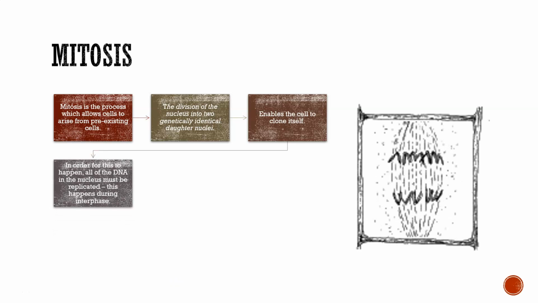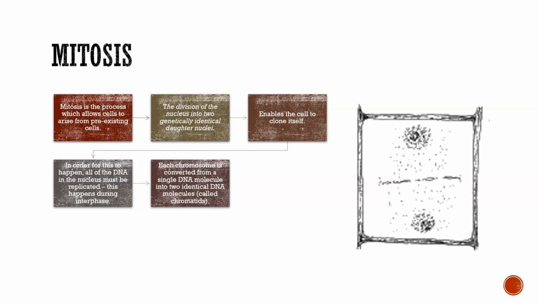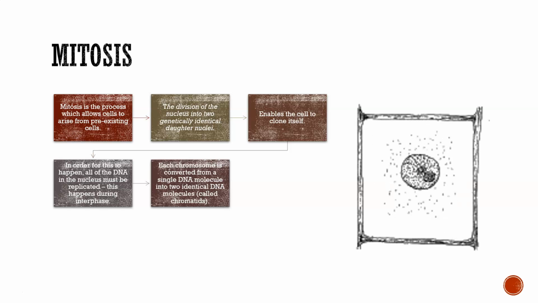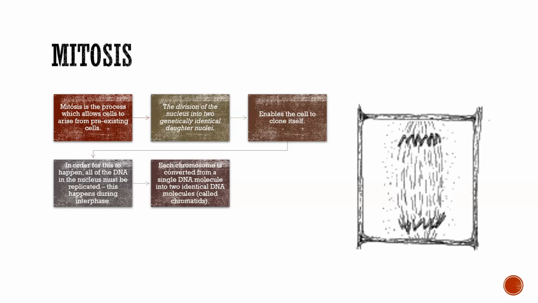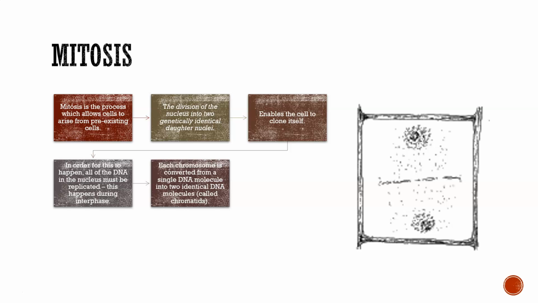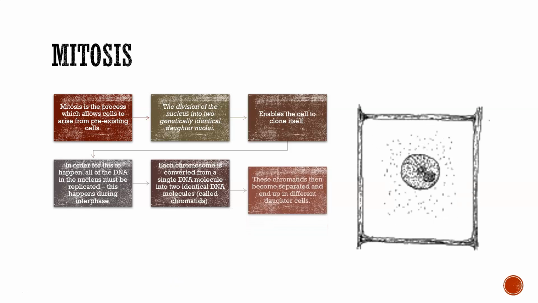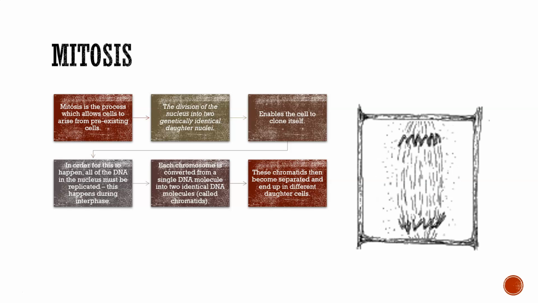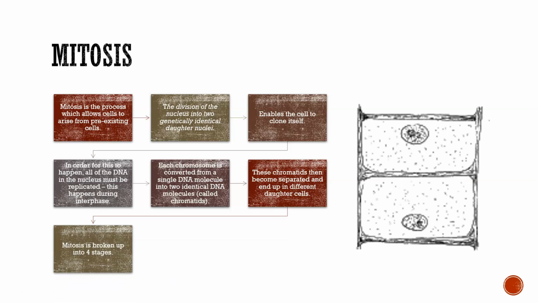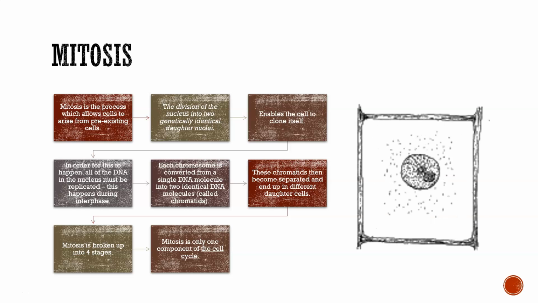Basically, this is the process that enables the cell to clone itself, but for this to happen the DNA must be replicated, and that's what we're going to look at in our next unit, 2.7. Each chromosome is converted from a single DNA molecule into two identical DNA molecules called chromatids. These chromatids then become separated into different daughter cells. Mitosis is broken up into 4 stages, which we're going to look at in a moment.